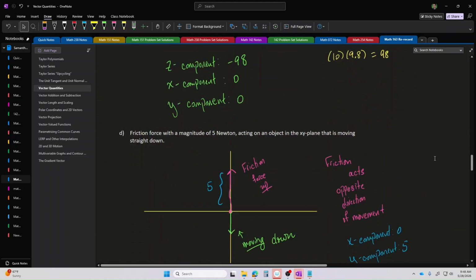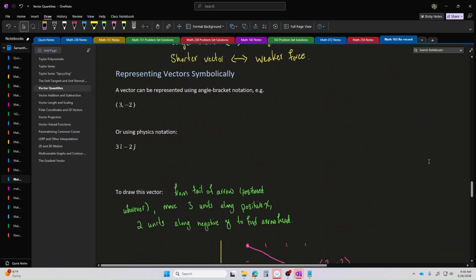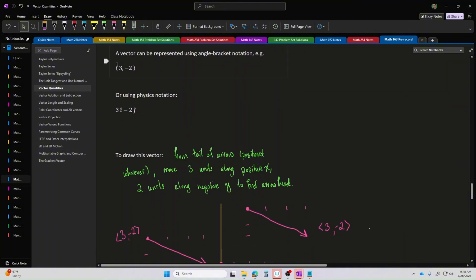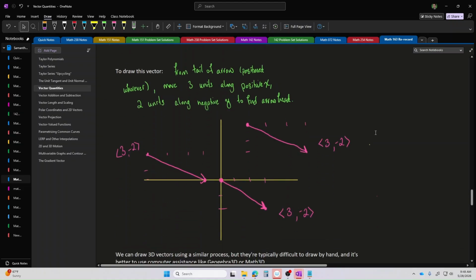It's traditional to draw them starting from the origin, but sometimes it's more meaningful or more appropriate to draw them from other starting locations. In addition to being drawn as arrows, a vector can be represented symbolically using either angle bracket notation or using the physics ijk notation. These numbers are called the components of the vector, and the individual components are telling you how the vector is extending in the x direction, the y direction, and if you have one, the z direction. For example, 3, negative 2 extends 3 units in the x direction, positive, and 2 units in the y direction, negative.